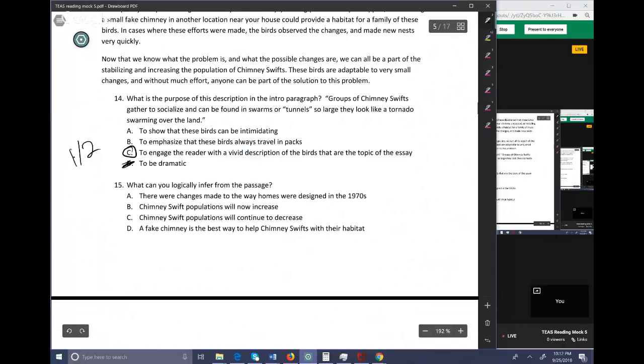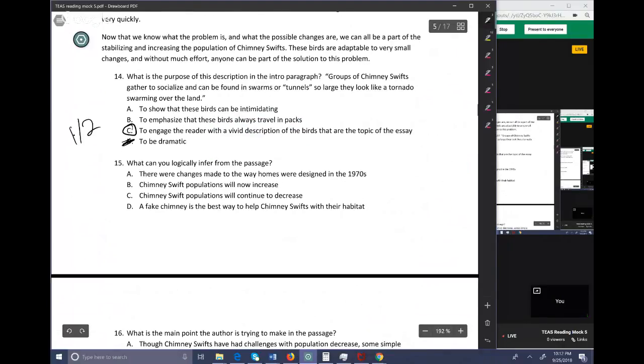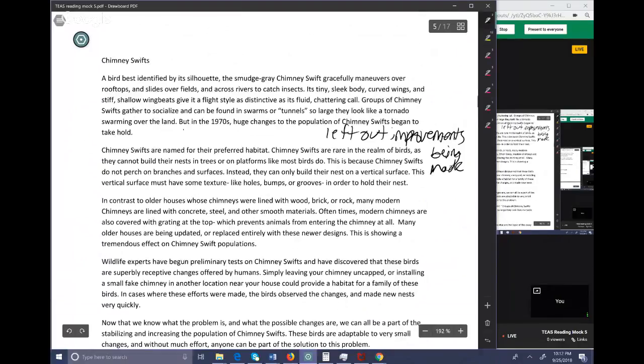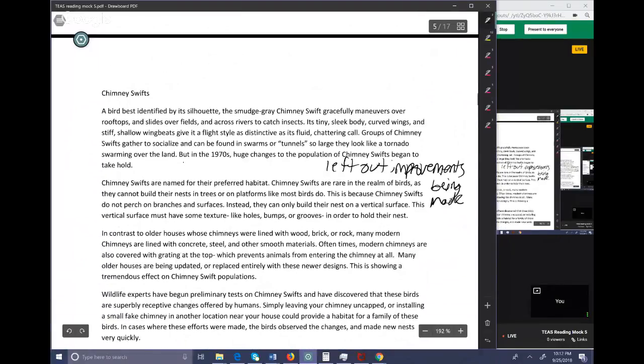What can you logically infer from the passage? The right answer to this is A. There were changes made to the way homes were designed in the 70s. This is because they said that that was when huge changes to the population of chimney swifts happened. Shortly after that, they said the reason that they're called that is because of their habitat. Their habitat is a chimney. And then they said older houses had this type of chimney, newer houses had that type of chimney.